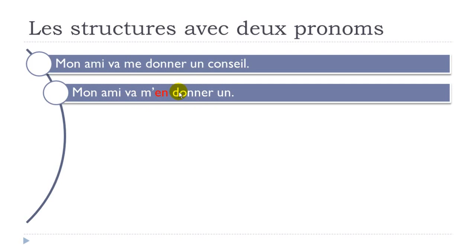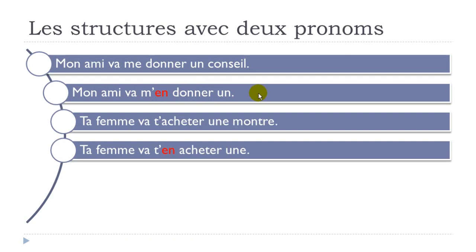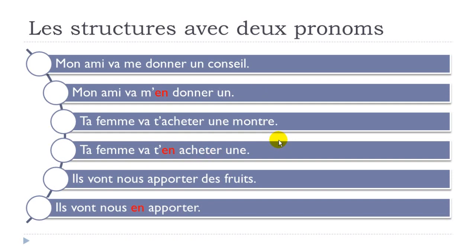So, mon ami va m'en donner un. All right. Ta femme va t'acheter une montre. Exactly the same rule, ta femme va, so you've got first your verb here, then te, but then e is going away, en, and the second verb, acheter une. All right. Ils vont nous apporter des fruits, ils vont nous en apporter.